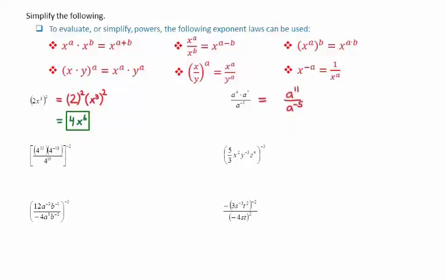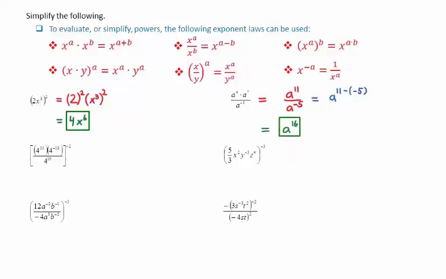For the next question, a to the 4 times a to the 7 gives us a to the 11. Note we're first using the product law here. We can then use the quotient law and divide a to the 11 by a to the negative 5 by subtracting the exponents. A to the 11 minus negative 5. This gives a result of a to the 16.